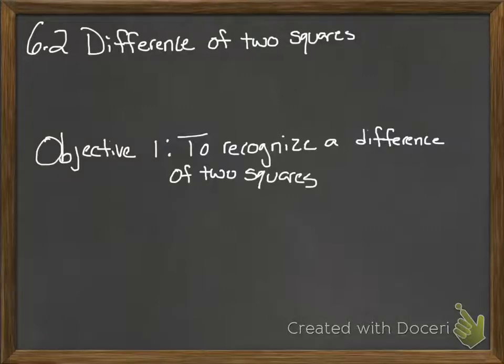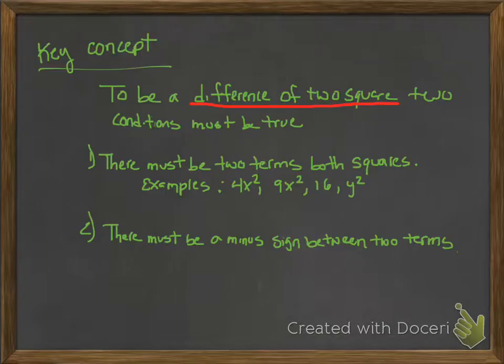6.2, difference of two squares. So our first objective here is to recognize that we have a difference of two squares. So first and foremost, we're going to go through how can we recognize this? How do we find out we have a difference of two squares? Well, what is the difference of two squares?